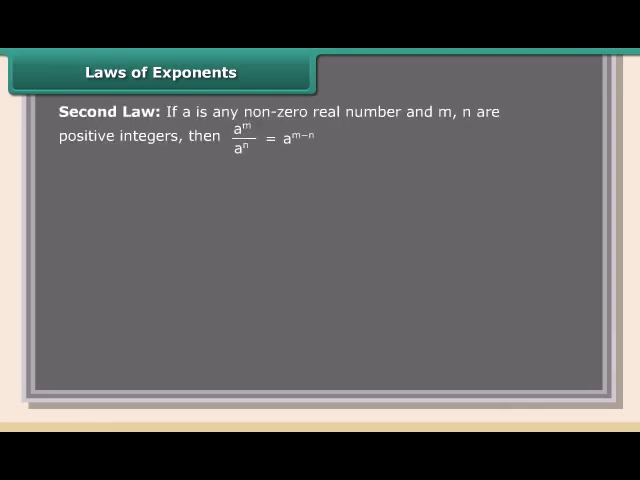Second law: if a is any non-zero real number and m, n are positive integers, then a^m upon a^n is equal to a^(m−n). Example: simplify 5^8 upon 5^3. Solution: 5^8 upon 5^3 is equal to 5^(8−3), which equals 5^3.